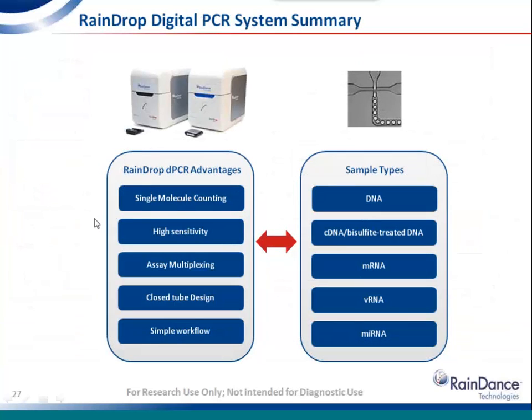So in summary, the RainDrop digital PCR system enables true single molecule counting with high sensitivity, assay multiplexing, with a closed tube design and a very simple workflow. This works for many different sample types. I've shown you some data using DNA. I haven't shown you data, but this works very straightforwardly if you pipette either cDNA or bisulfite-treated DNA into the well for counting. And what I hope I've illustrated is this works extremely well for counting a variety of species of RNA in a direct, quantitative way.